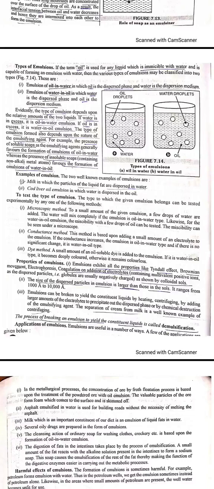Then our applications of emulsions are useful in a number of ways. A few applications are given below. First is in the metallurgical process. The concentration of ore by the froth flotation process is based upon the treatment of the powdered ore with oil emulsion. The valuable particles of the ore form a foam which comes to the surface and is skimmed off. Second, asphalt emulsified in water is used for building roads without the necessity of melting the asphalt.